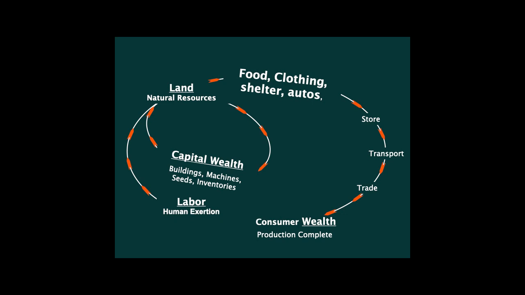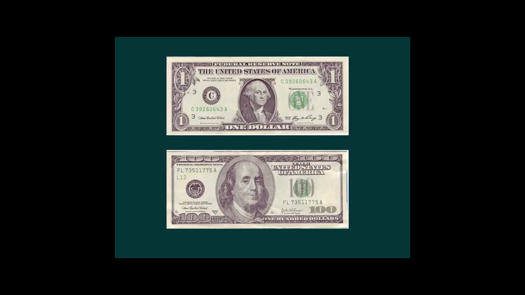So anything that gets a natural resource to the consumer in the desired form is part of production. Where does money come into all this? They say money makes the world go around. Can you eat it? Can you wear it? Can you live in it? Can you drive around in it? What do you do with money?